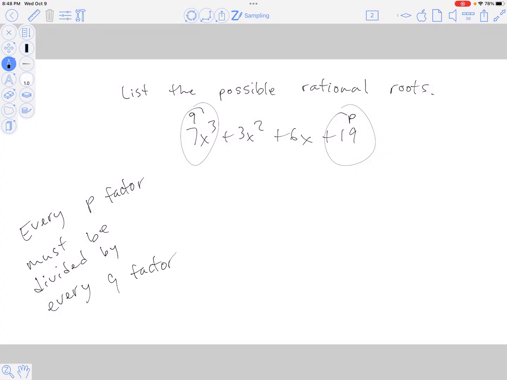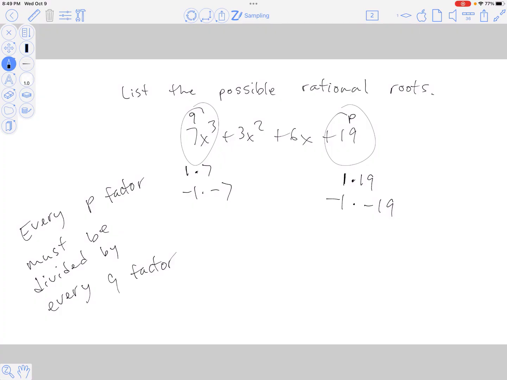So what multiplies to give us 19? Well, it's prime, so only 1 times 19. So the factors are 1 and 19. But also, -1 times -19. Negative times negative is a positive. So we actually have 4 numbers there, okay? Now 7 is also prime, so we just have 1 times 7, but then -1 times -7.